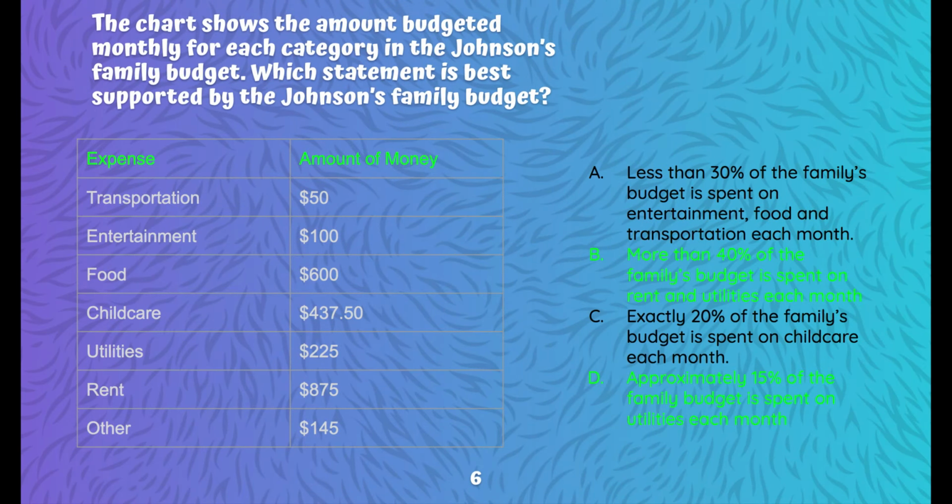So it says the chart shows the amount budgeted monthly for each category in the Johnson's family budget. Which statement is best supported by the Johnson's family budget? Please take this time to pause the video and try to work this one out on your own, okay? Using previously learned knowledge.